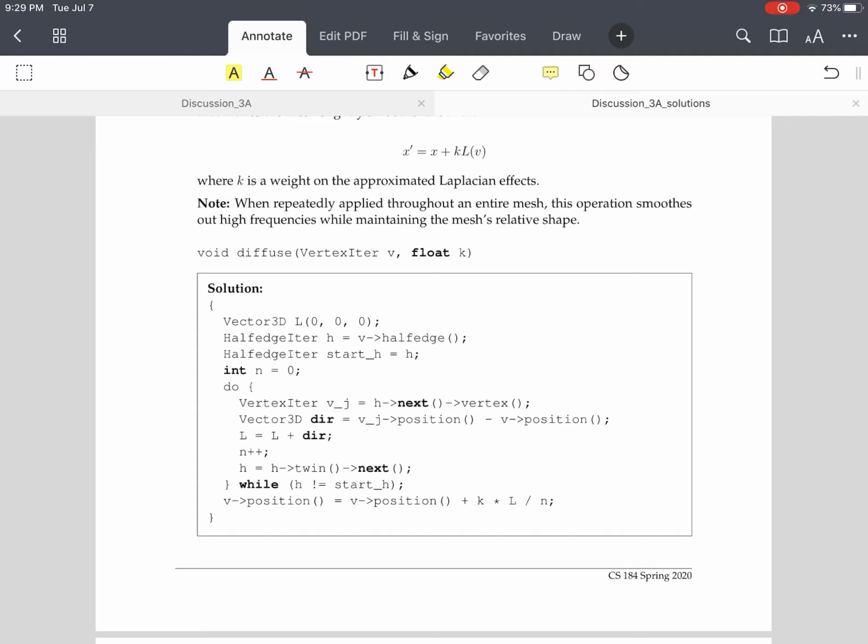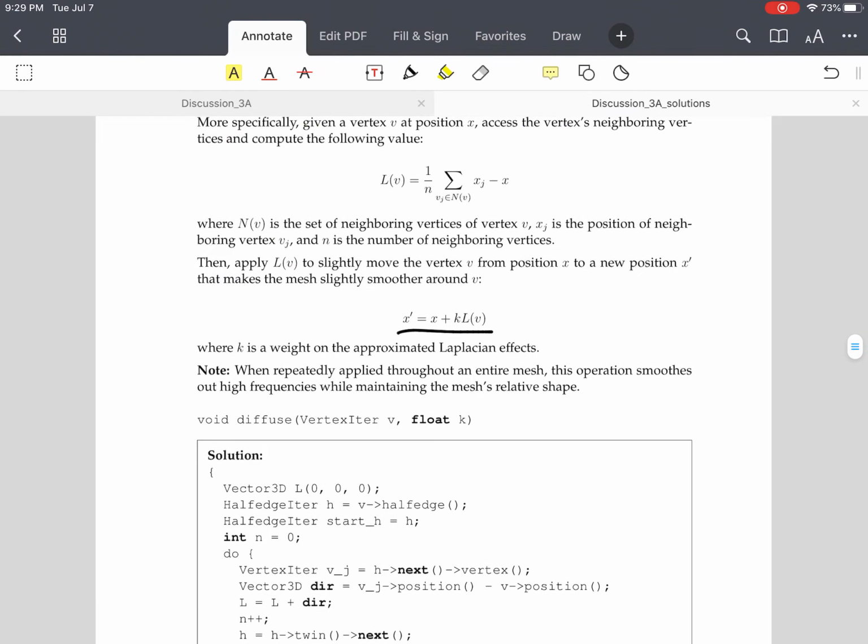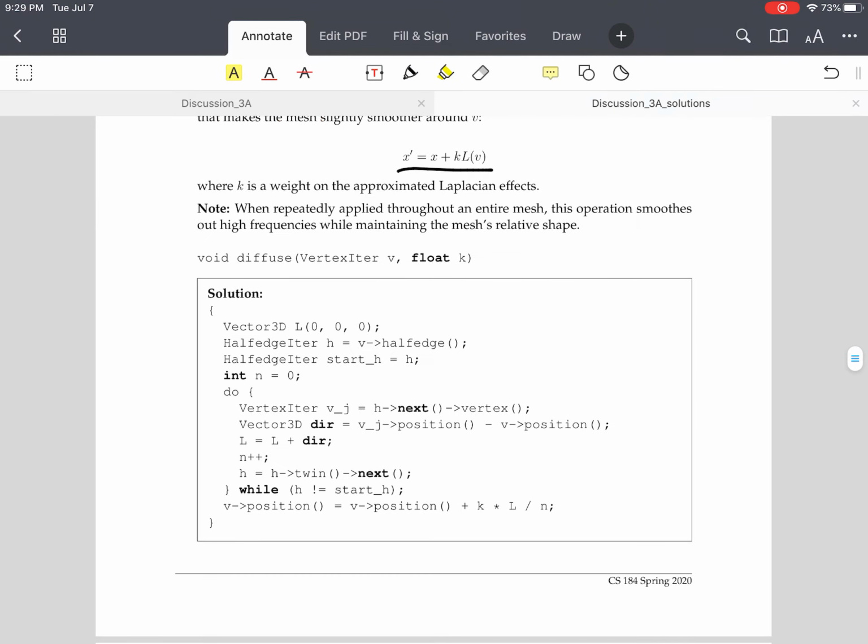So then what we do is we just implement this last equation, right? The position is equal to the initial position plus k times L over n, and we divide by n because it's right here in this equation, and that's it. We've implemented the Laplacian local smoothing operator. Okay, nothing too complicated. Once again, the key part of this is how do we move around the mesh.